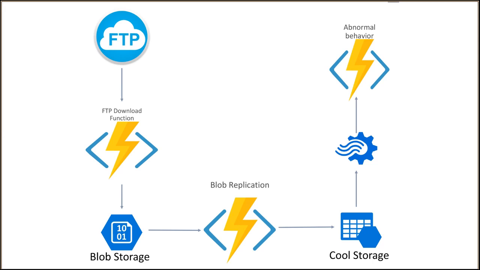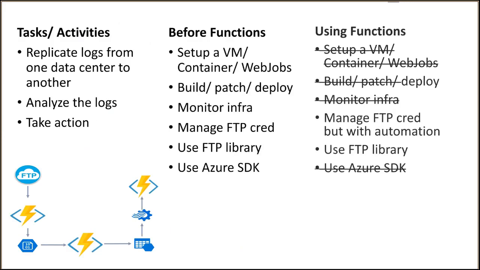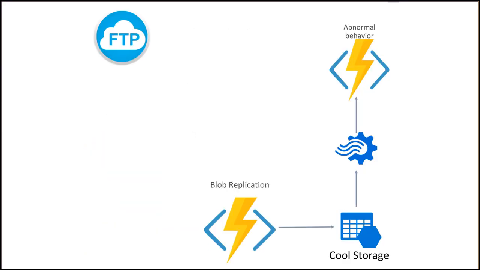It'd put it into blob storage, and then they would have another function which took that blob and turned it into data that was parsable. And then they processed it with stream analytics and had the Azure function react to abnormal behavior. And it was a very smooth process there. Before functions, they'd have had to set up a VM container or a web job. They'd have had to build, patch, and deploy, monitor the scalability of it, and figure out the Azure SDKs. In this case, they just worried about setting up the FTP stuff, and then used an FTP library to pull things from FTP, and everything else just worked magically for them.